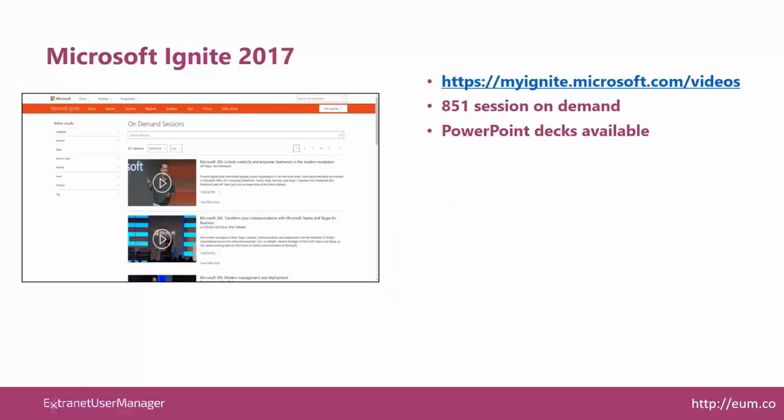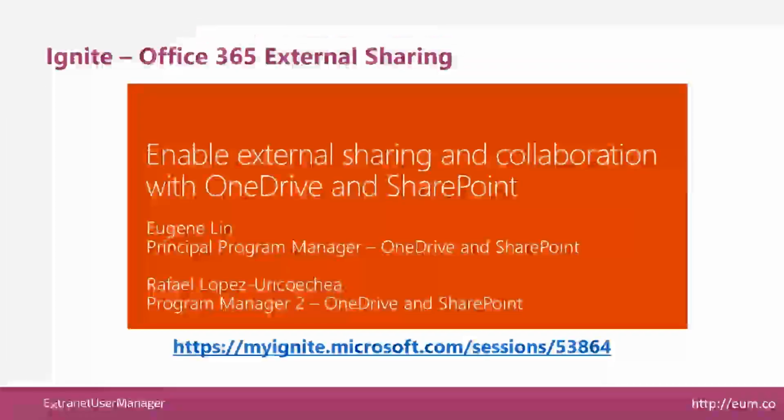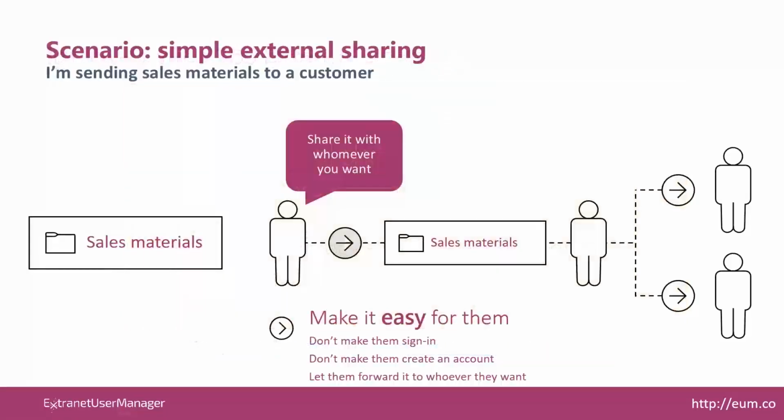All right, so what I want to do now is pull up a reference to Ignite. I mentioned Ignite happened, I guess, a little over a month ago now, and there are a ton of sessions there. There's 851 sessions available on demand. There's PowerPoint decks available. So if you haven't had a look through the resources there, I encourage you to. And in particular, I want to draw out one topic that I've actually drawn a fair bit of content from for today's talk. It's Eugene Lin, who's a principal program manager at Microsoft, talking about enabling external sharing and collaboration with OneDrive and SharePoint. So it's very much the topic for today. We're going to go further than the out-of-the-box experience, but I want to start from that point of view. So like I said, I want to give credit to him.